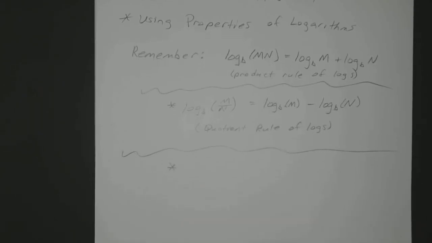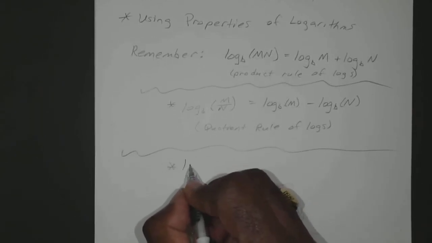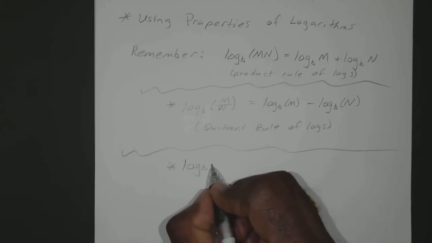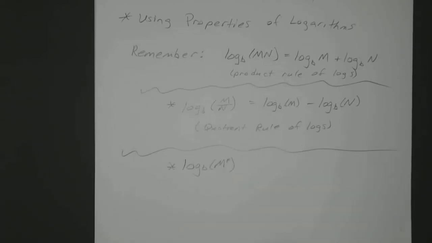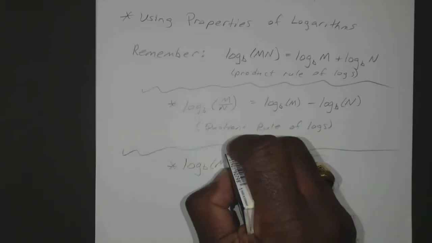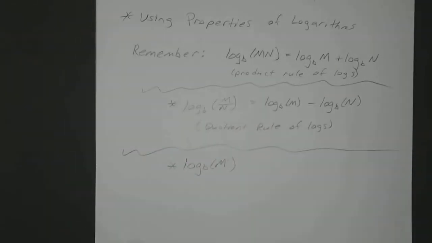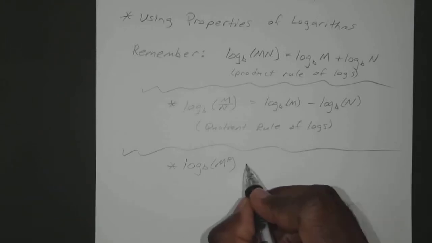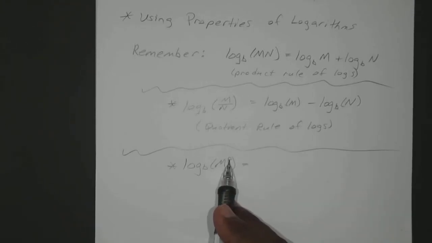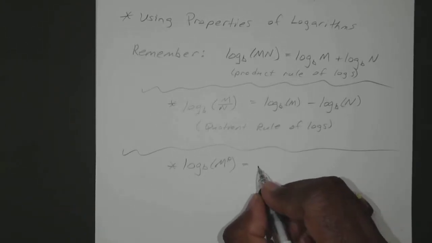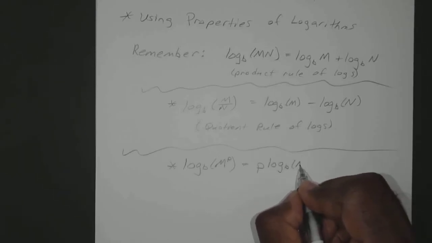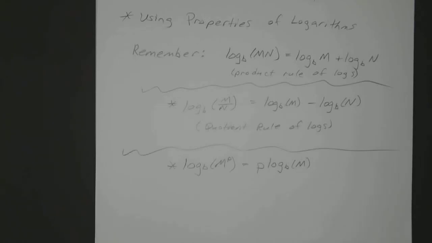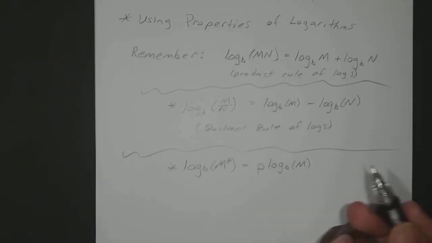Okay, or if you have, say, log base b of m to the power of p, then that exponent is just going to come down to the front. So that's going to equal p times log base b of m, which is the power rule of logarithms.